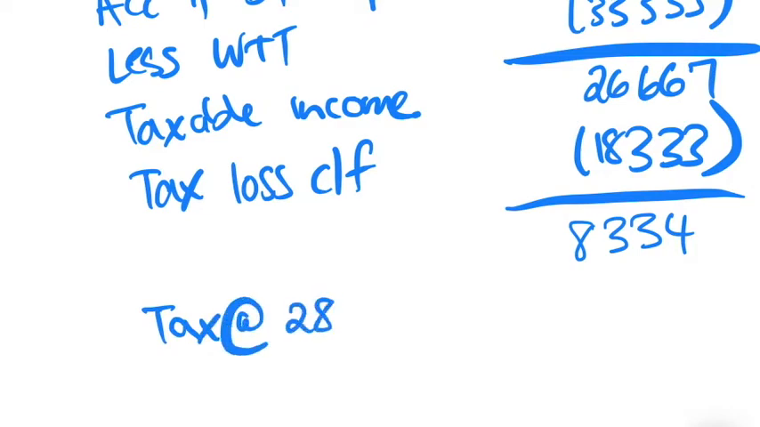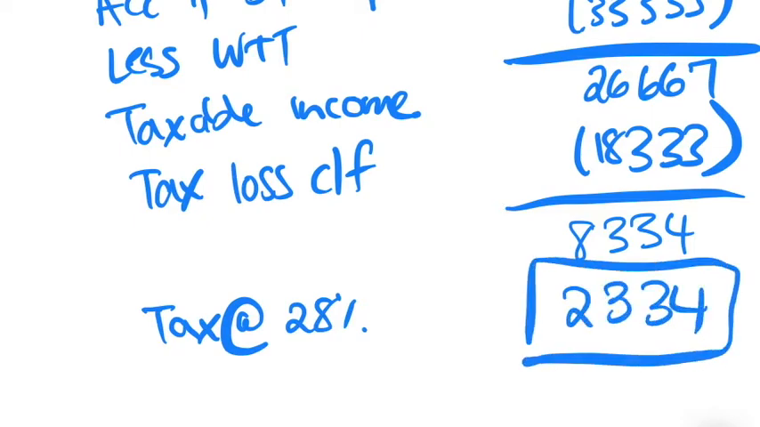So our tax is at 28%, and that brings us to a final tax liability of 2,334. So this is the amount of current tax that we actually end up having to pay.